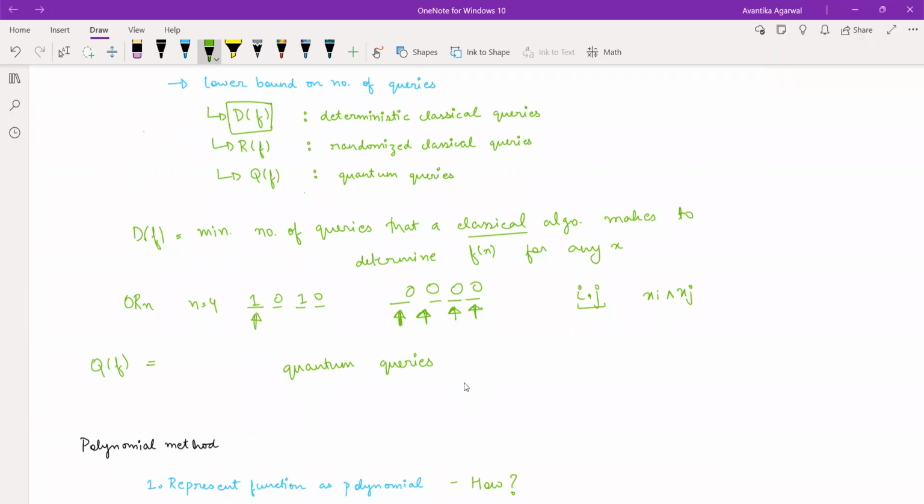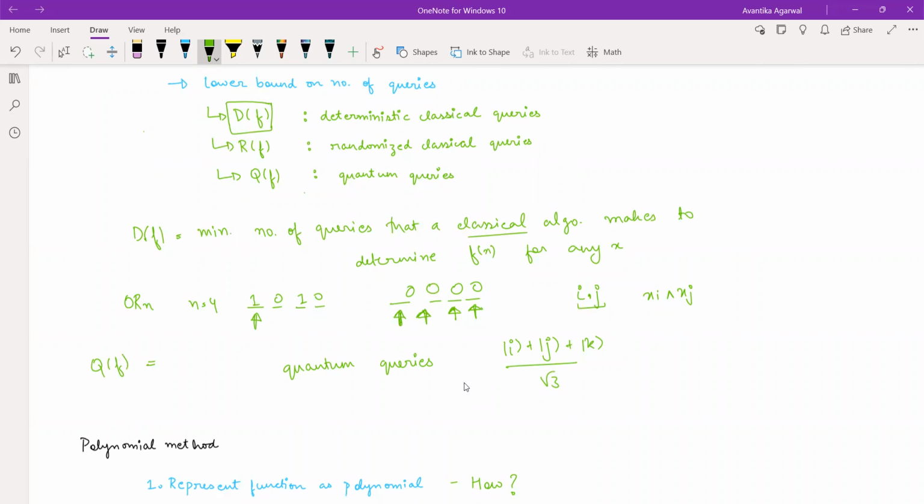Yes, thank you. So this QF is the minimum number of quantum queries that an algorithm would need to make to determine f(x). To make it very clear, in the quantum setting, if I am making a query like this, (|i> + |j> + |k>)/√3, this would only count as a single query and not as 3 queries, because we are making it in superposition.